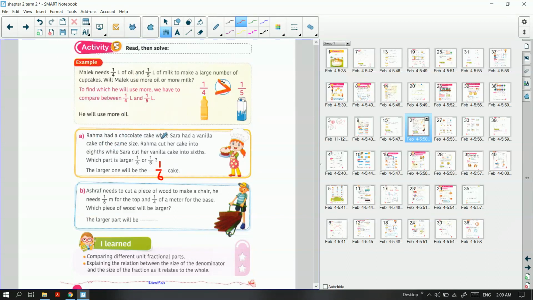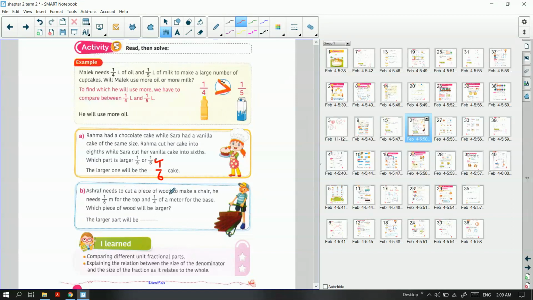Rahma had a chocolate cake while Sarah had a vanilla cake of the same size. Rahma cut her cake into 8, so it's 1 over 8 for Rahma. And Sarah cut her vanilla cake into 6. The larger one is going to be Sarah's, 1 over 6.